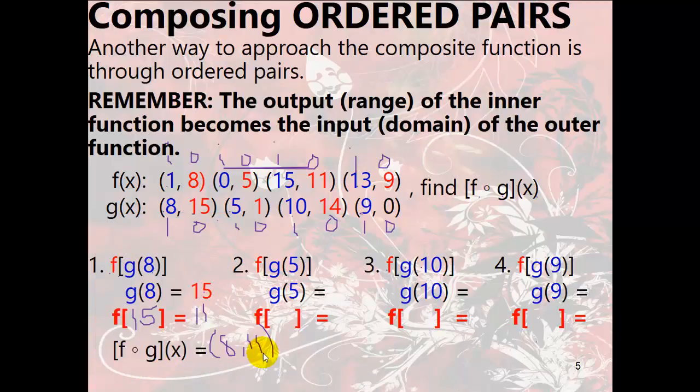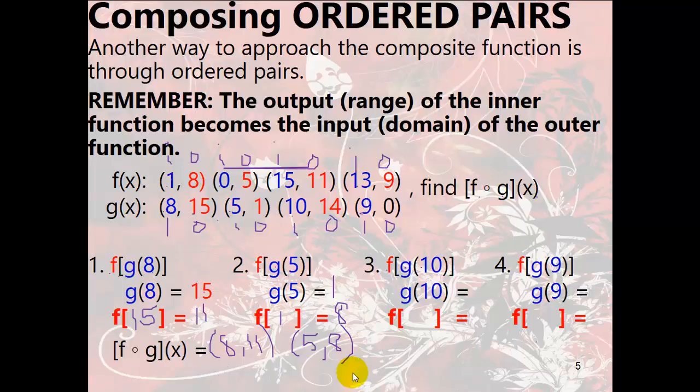Okay, now we're going to do f of g of 5. So we're going to look for the input of 5. That gives us a 1. That's my output. Now I'm going to take that output and look for it in f. Oh, there it is right there. And that gives me an 8. So that means my original input was 5. My final output is 8.